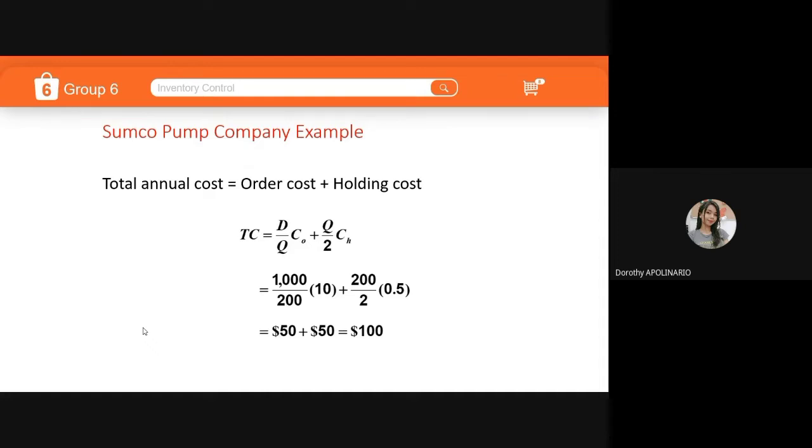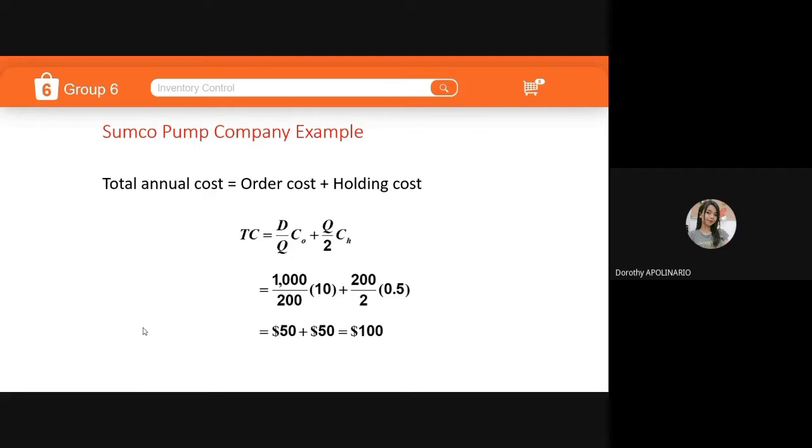So to get the annual cost, we need to add the order cost plus holding cost. First, we need to substitute and then compute. For the order cost, 1,000 divided by 200 is equal to 5 times 10 is equal to 50. So the order cost is worth $50.